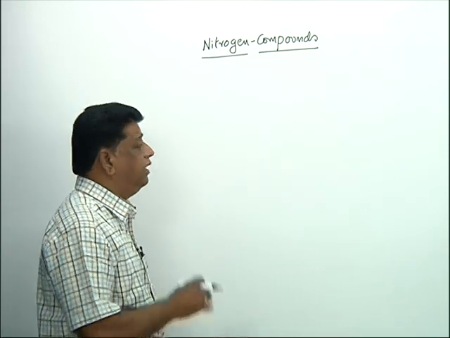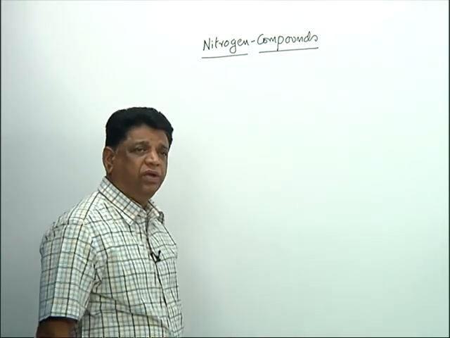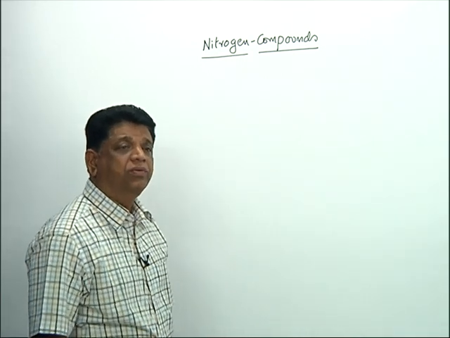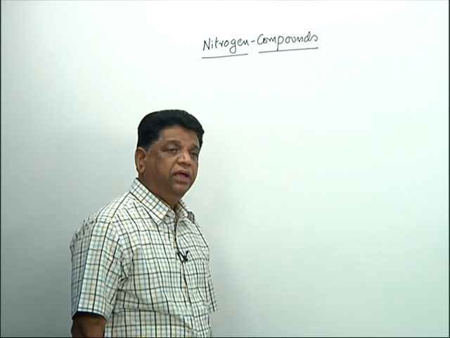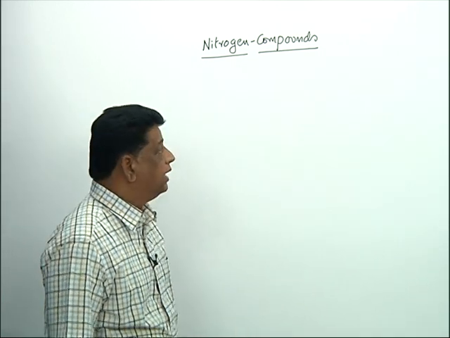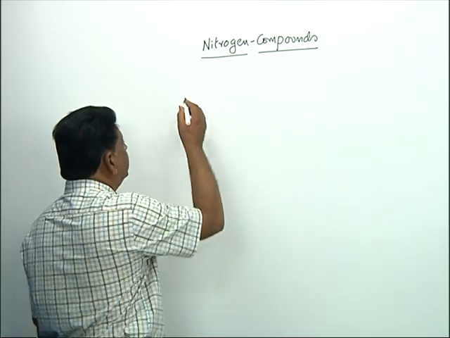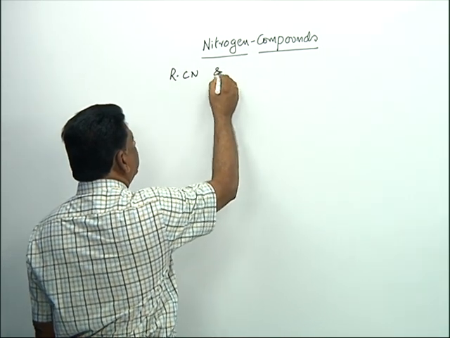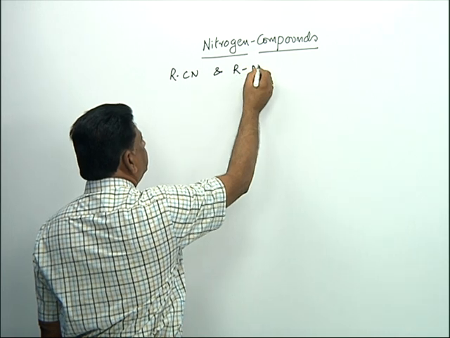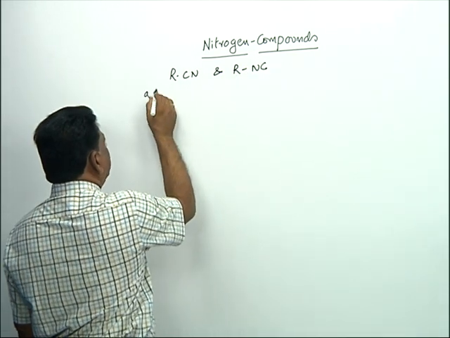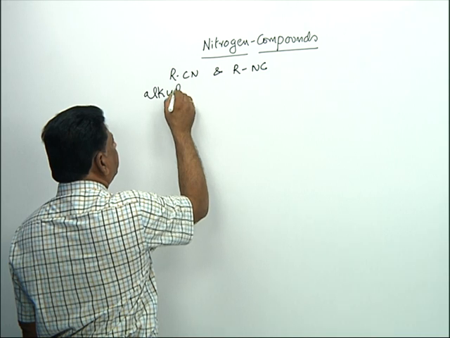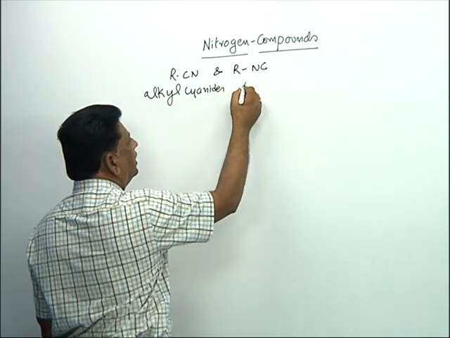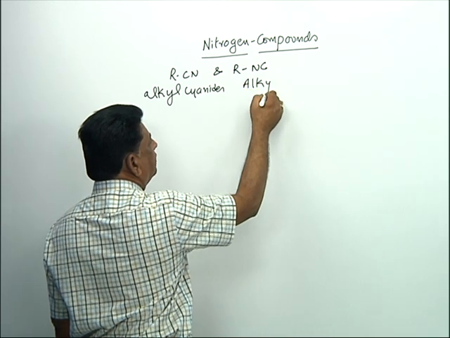Today we will take the continuation of these nitrogen compounds. In the last class we saw that all the compounds containing NH2 are derivatives of ammonia. They are called amines. Today we will take first the RCN and RNC. These two compounds are called alkyl cyanides and alkyl isocyanides.